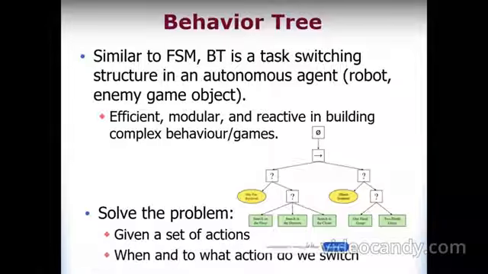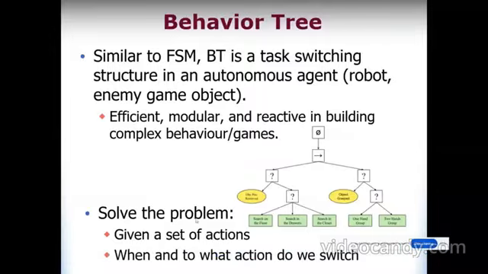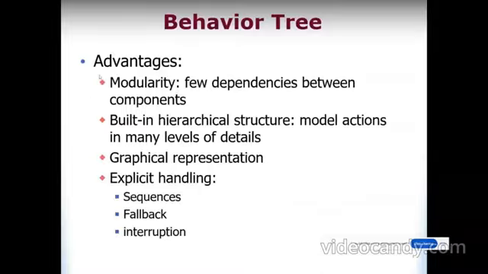So basically, we try to solve a problem in which we have different actions to choose from, or maybe to combine. At the same time, it provides us with switching from one state to another, or one behavior to another. We'll look at the structure or the basics of this tree. Before that, we'll look at the advantage of behavior tree over finite state machine.